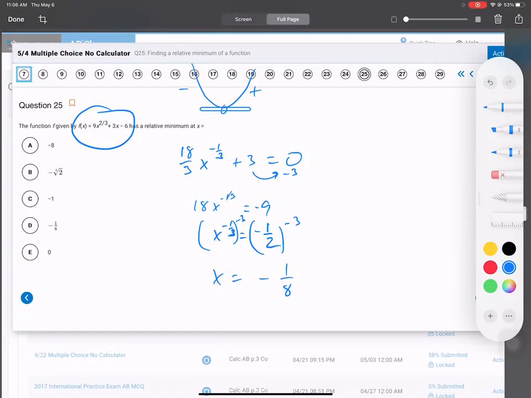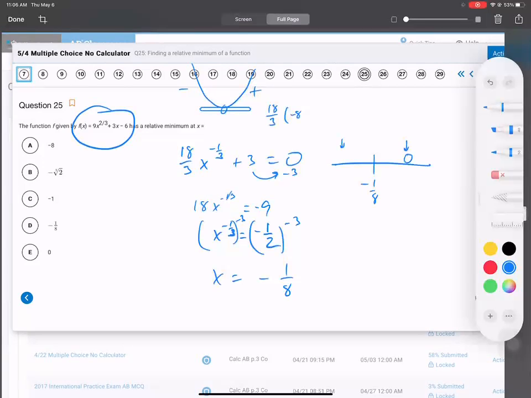Now, is it true that this is a relative minimum? Negative 1/8? We're going to plug in a number to the right and a number to the left. I'm going to plug in 0 because I'm the laziest guy you know. If I plug in 0, that's positive. If I plug in anything more than 0, if I plug in 5, 6, 7, 8, let's plug in 8 because I know what the cube root of 8 is. 18/3, and I'm going to plug in negative 8.